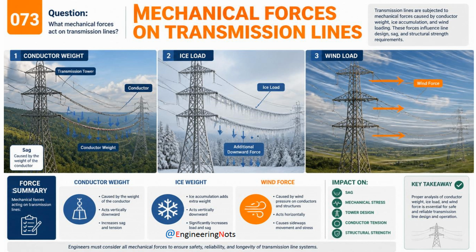Question 73. What mechanical forces act on transmission lines? Transmission lines are subjected to several mechanical forces during operation. The main mechanical forces are: the weight of the conductors, the weight of accumulated ice, and wind force acting on the conductors and towers. These forces affect conductor sag, mechanical tension, and the structural design of transmission towers. In summary, conductor weight, ice load, and wind load are the primary mechanical forces that transmission lines must withstand.